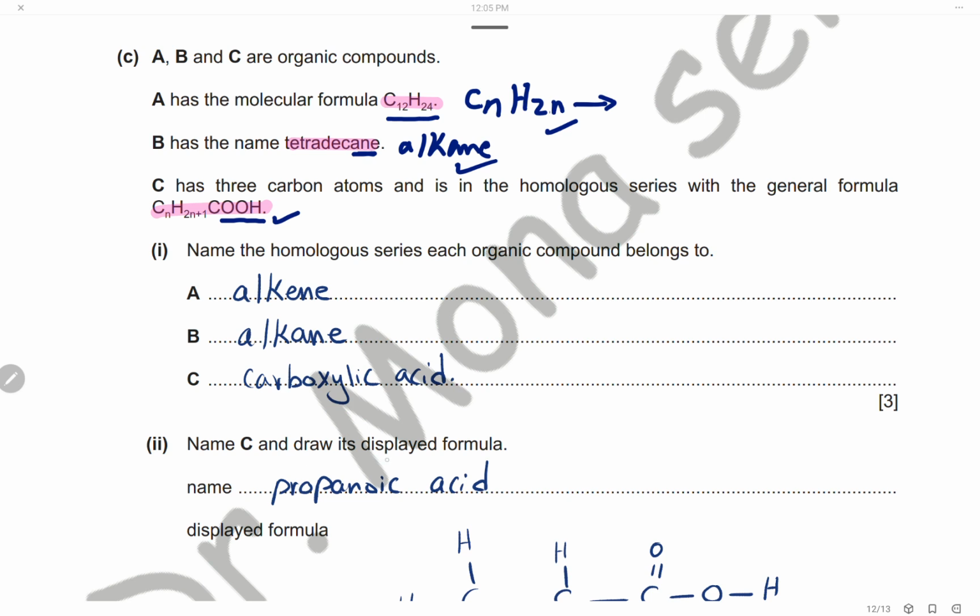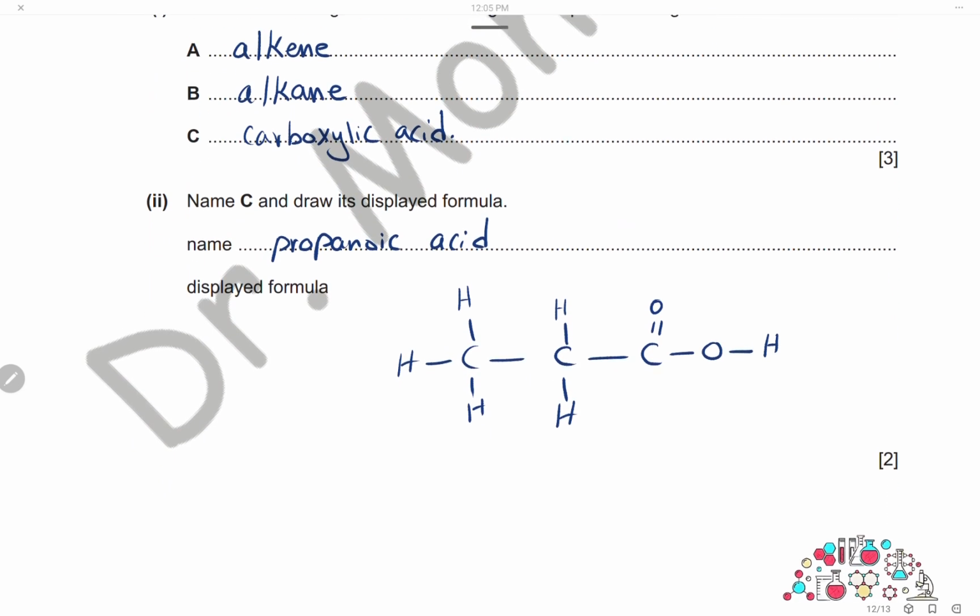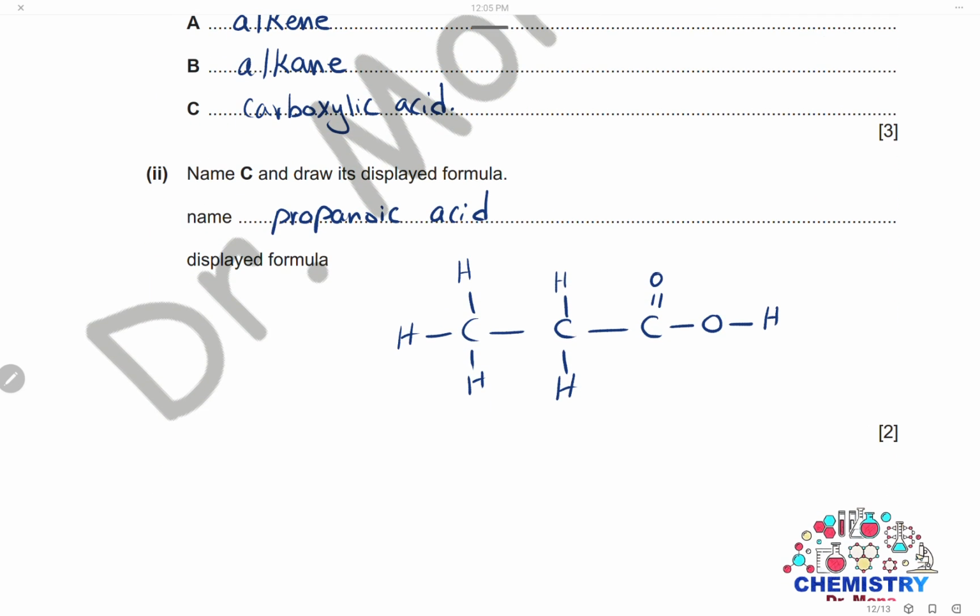Name C and draw its displayed formula. Because C has 3 carbon atoms, it's propanoic acid. And for the displayed formula, here we have the displayed formula of propanoic acid, where here is the carboxylic group, carbon number 1, then carbon number 2, then carbon number 3. Here is the displayed formula of propanoic acid.